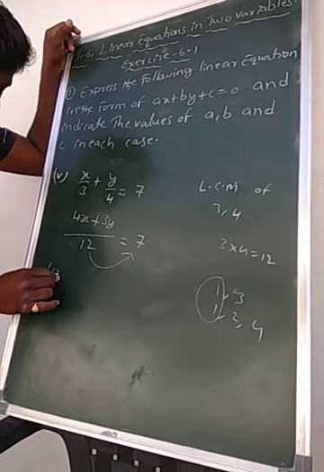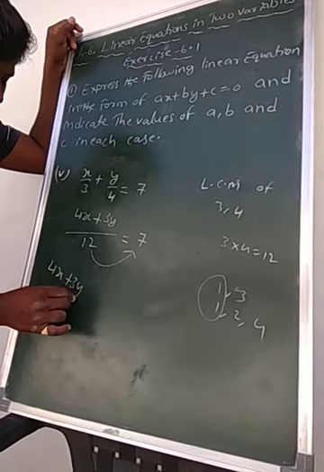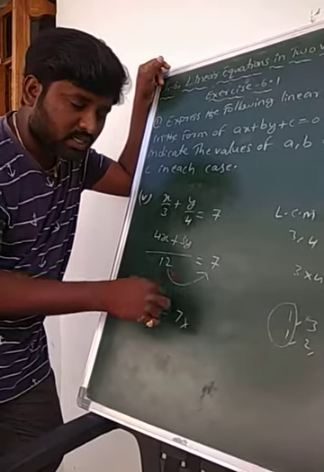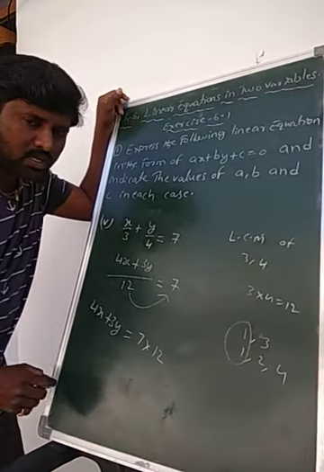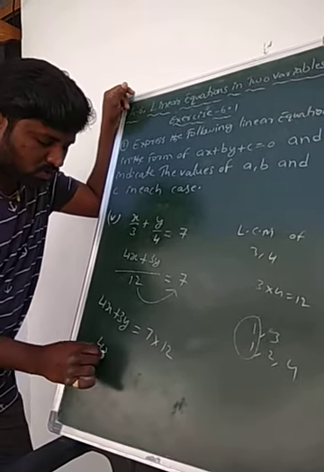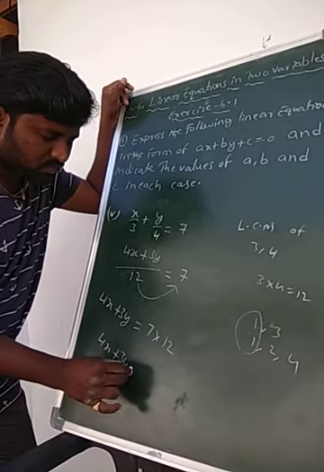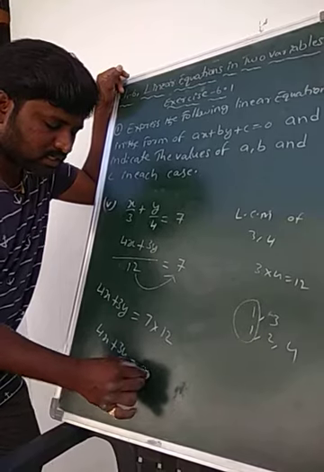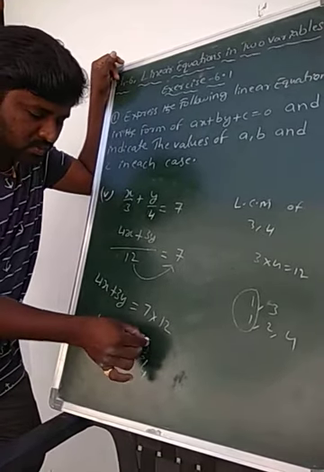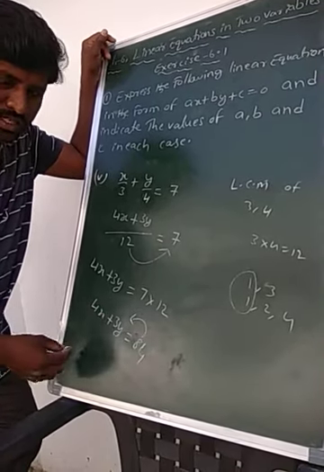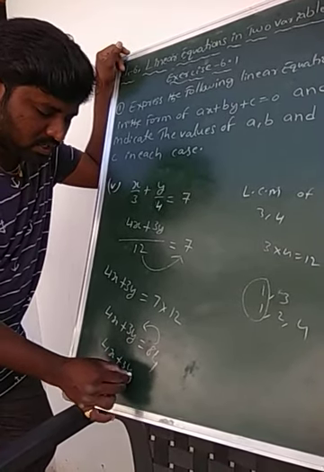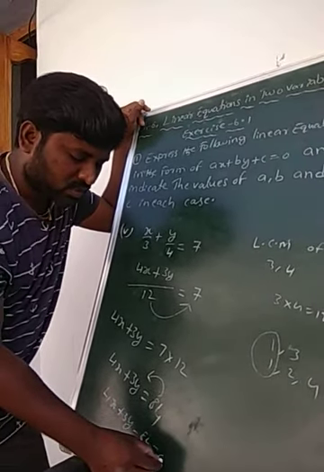Then what happened? 4x plus 3y is equal to 7 into 12, where the division quantity transposed becomes a multiplication quantity. So 4x plus 3y is equal to 7 twelves are 84. I am transposing 84 to the LHS. Then what happened? That is 4x plus 3y minus 84 is equal to 0.